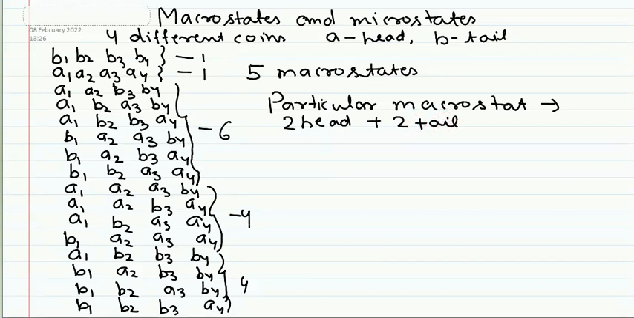So this is a particular macrostate which is defined by 2 head and 2 tail. So what will be the number of microstates? Now can anyone tell this? Number of microstates corresponding to this macrostate. What will be the number of the microstates?